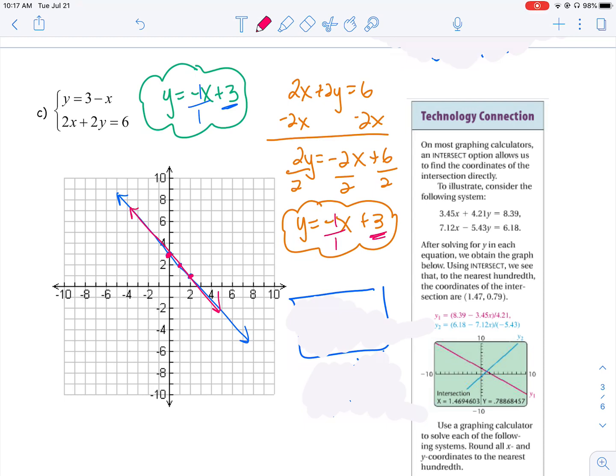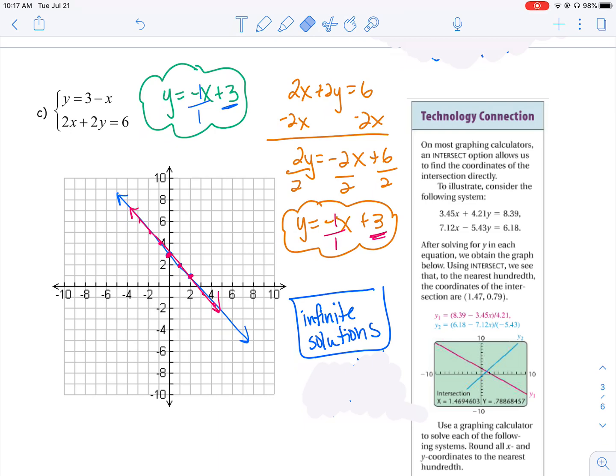Well, if to determine the solution means where they cross, where do these two lines cross or intersect? Where do they touch? Don't they actually touch all the time? Every single one of these points is true for both equations. So what does that mean the solution is? Well, doesn't it mean that on this system, there's an infinite number of solutions? Kind of interesting.